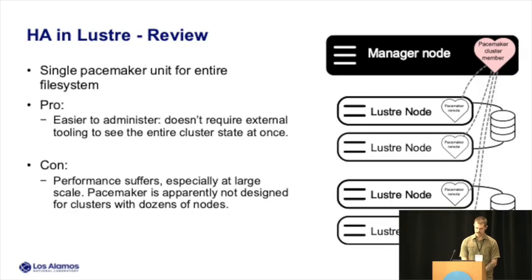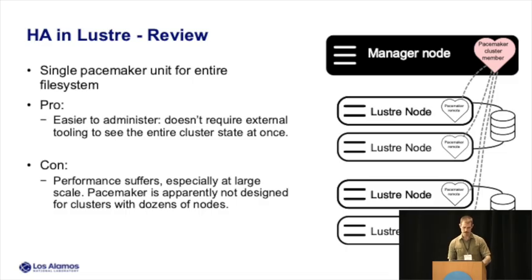So here's a little bit more detail on those two architectures. This is the first one, where the entire file system is basically treated as one cluster. The nice thing about this architecture is it's fairly simple and straightforward. It's relatively easy to manage. You have a view of the entire file system at once. The unfortunate thing about this architecture is that it performs badly. Once you get beyond a couple dozen nodes in your file system, Pacemaker slows down to a crawl, and it becomes difficult to manage.